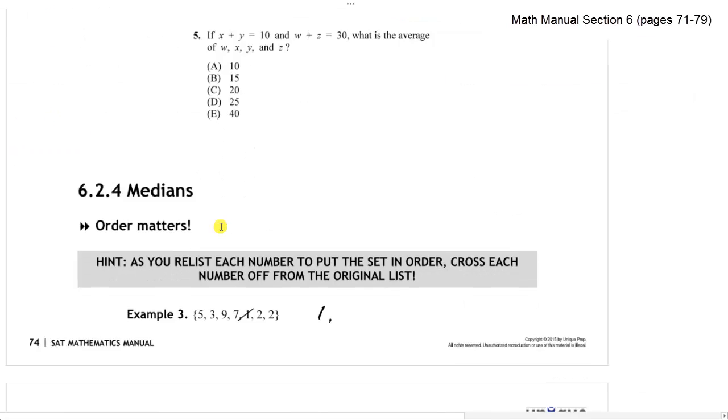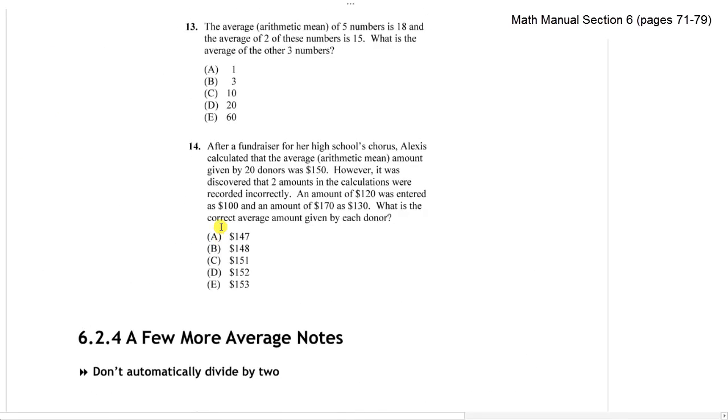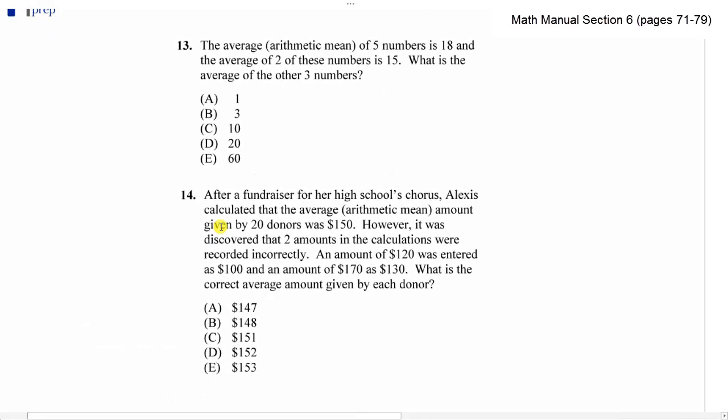Next page is number 74. Again, on numbers 13 and 14 at the top of the page, you might want to try these on your own right now. I'm going to go ahead and do them. So again, pause the video if you don't want to hear the solution yet and you want to try it on your own.